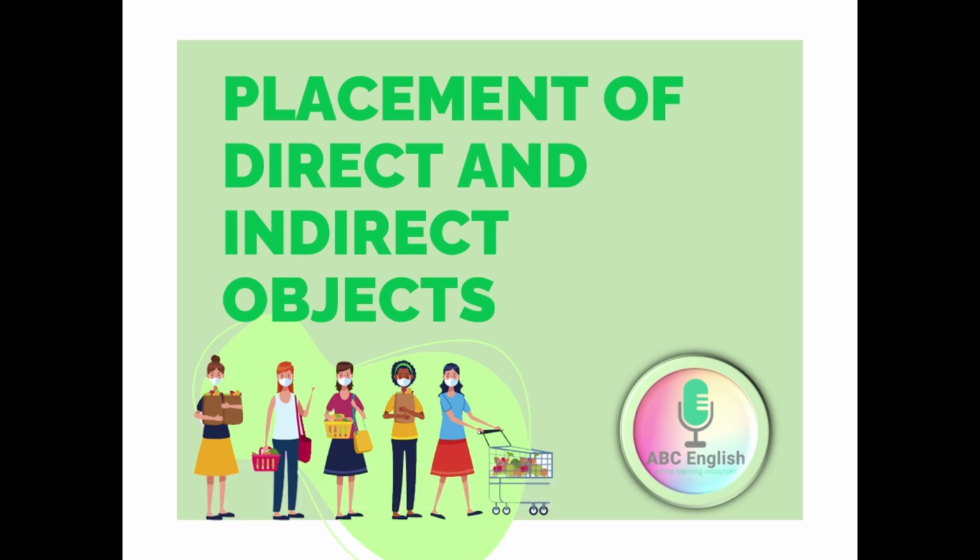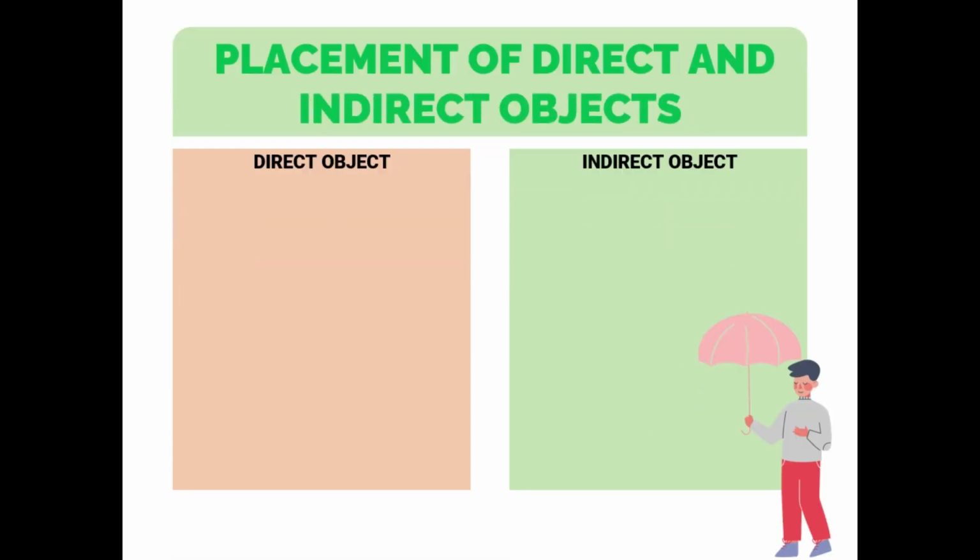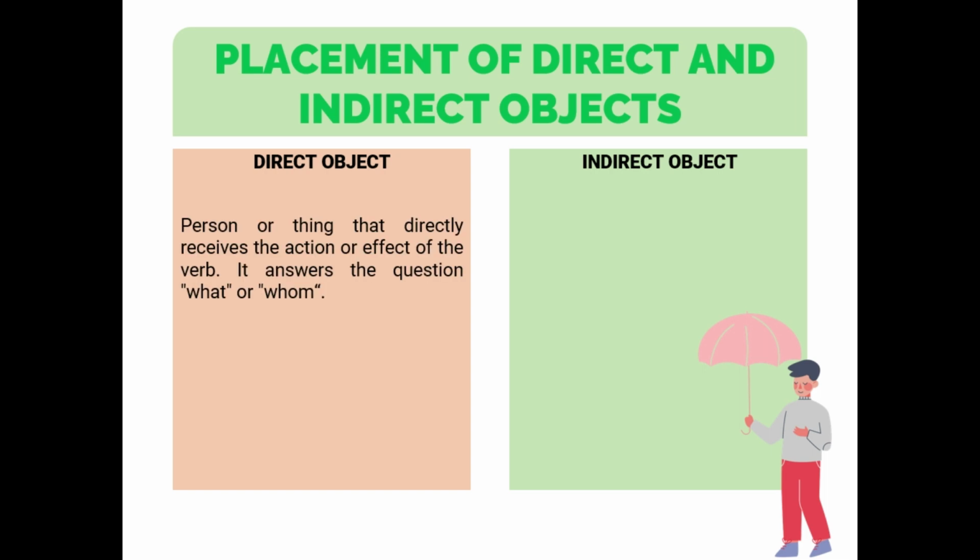Now we're going to start with the first topic from Unit 8, placement of direct and indirect objects. And I would like to begin by defining what a direct object is and what an indirect object is. So first, a direct object is the person or thing that directly receives the action or effect of the verb. It answers the question what or whom.